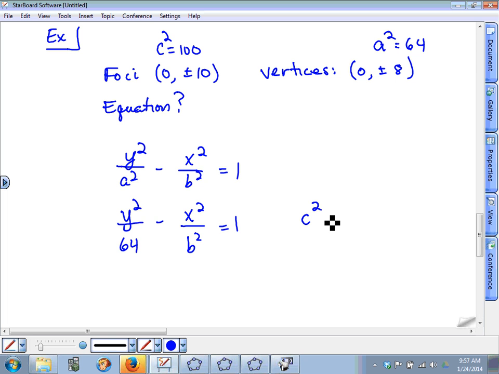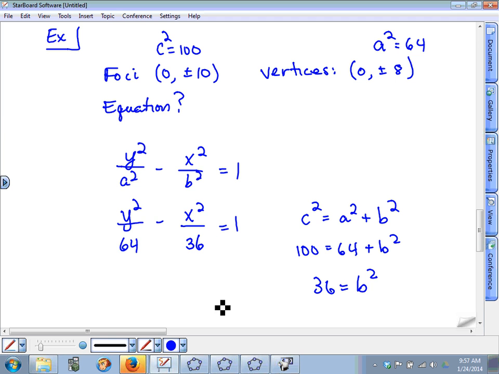So we can find b squared using the formula c squared equals a squared plus b squared. C squared is 100. A squared is 64. You guys can actually figure this out. This is just Pythagorean theorem stuff. Help me out here. 100 minus 64. Okay, that's 36. And then square root of 36, so b is equal to 6. B squared is 36. So now we need to replace that with b squared, so it still stays 36. There's the equation of that hyperbola.